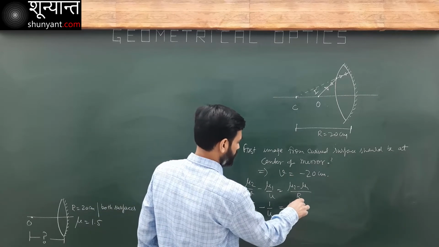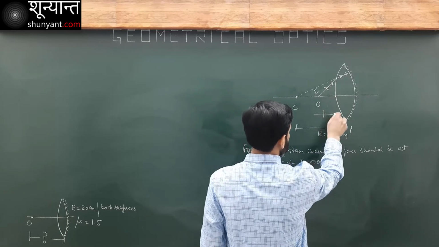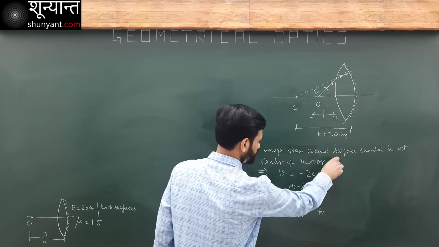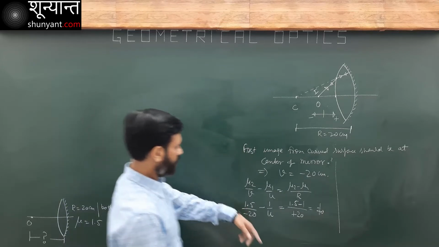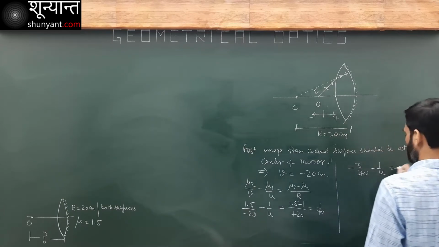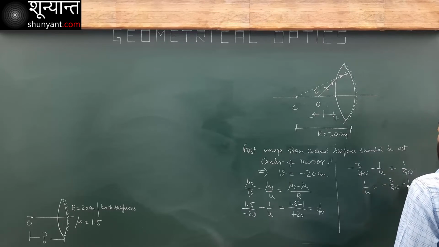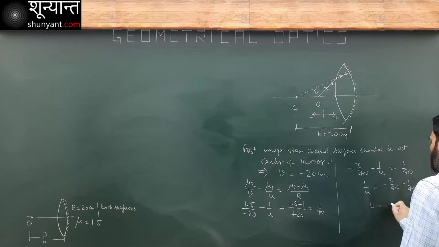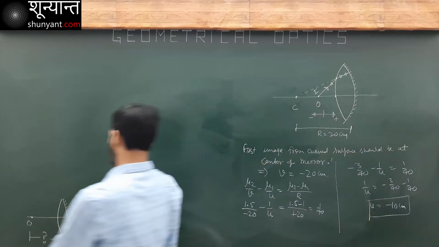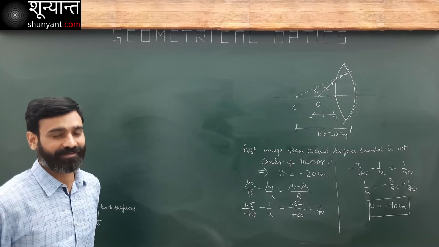This is 1.5 minus 1 over, this is a plus 20 here. For this surface, that is the sign convention, positive and negative. So I get 1 over 40. So this becomes minus 3 over 40 minus 1 over U equals 1 over 40. So 1 over U is minus 3 over 40 minus 1 over 40. U becomes minus 10 centimeter. That means this distance here should be 10 centimeter.